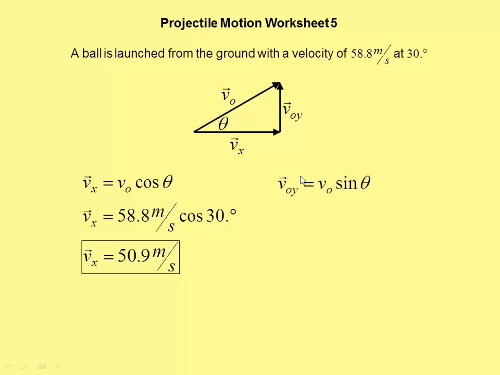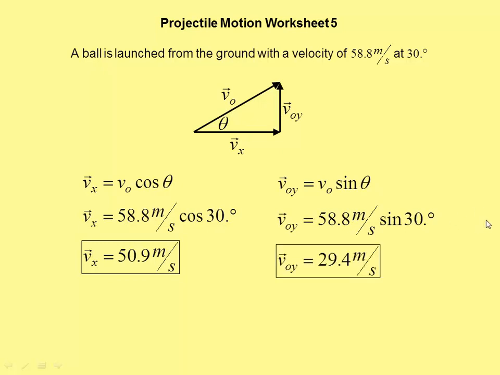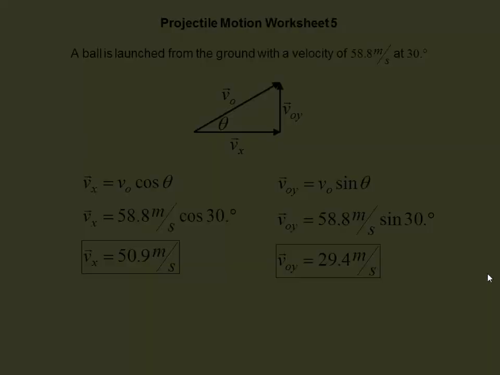Vertically, our initial vertical velocity would be V0 sine theta, because V0y is, of course, the opposite side to the angle, so that's the hypotenuse times the sine of the angle. Plug in our numbers. Sine of 30 is, of course, 0.5, and we get 29.4 meters per second. Now again, this is only the initial vertical velocity. This is going to change. Horizontal velocity is constant, vertical velocity accelerates.